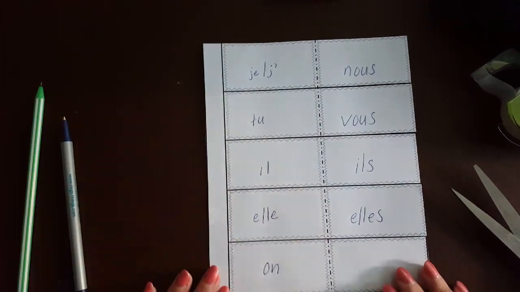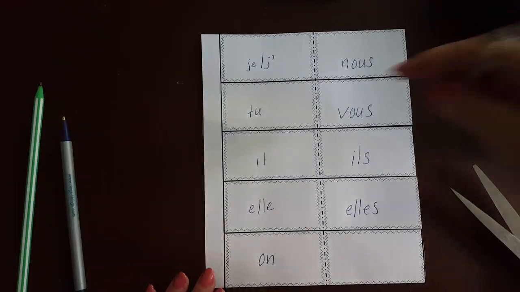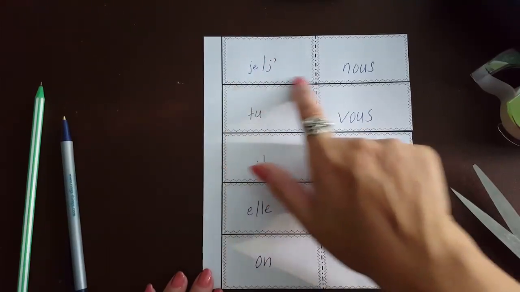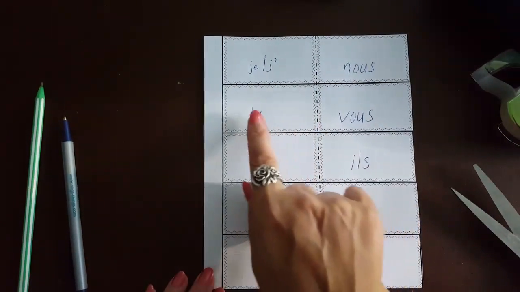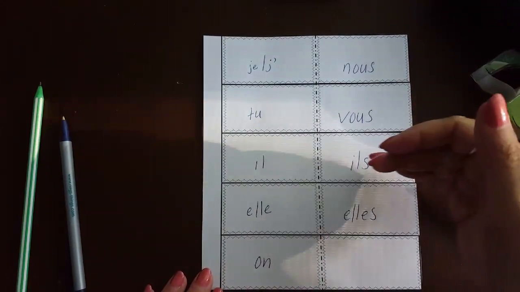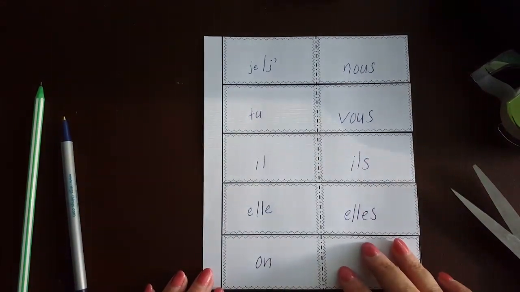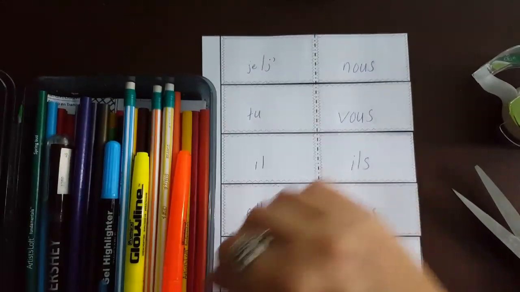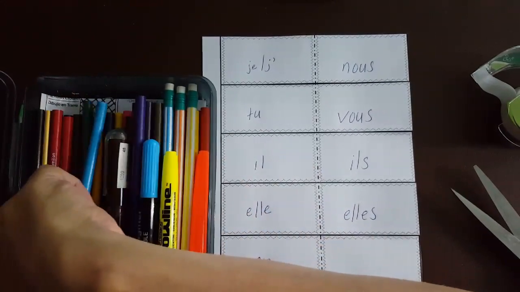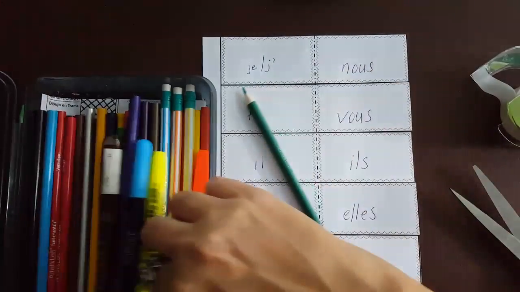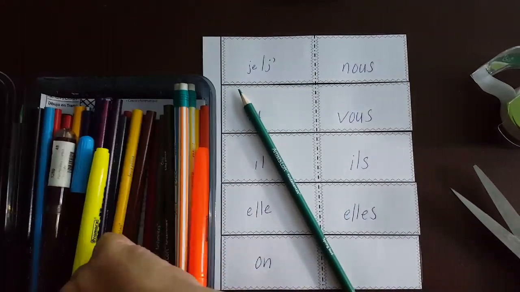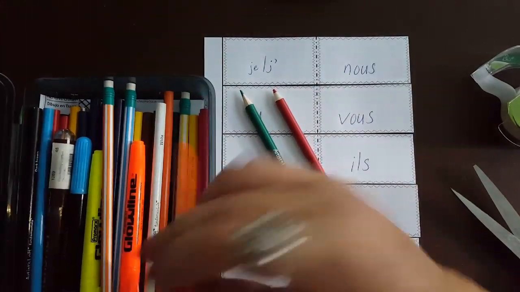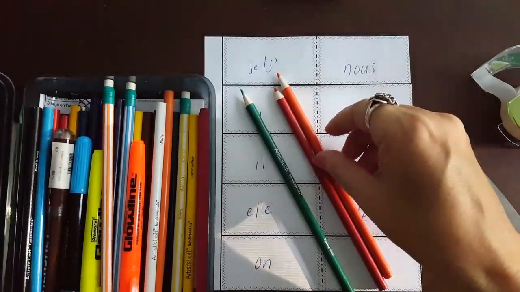Now what I would like you to do is to color the je and the nous just along the outside border, using a different color for tu and vous, and then using the same color for il, elle, and on. So we will need 3 different colors. And I'm going to choose green, red, and orange.